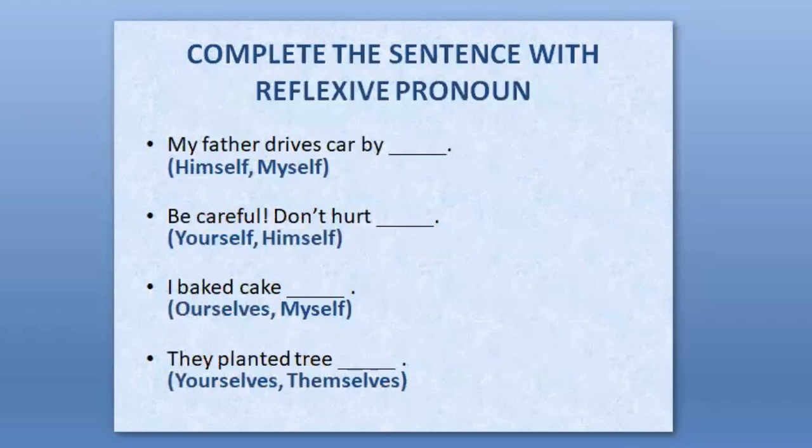Very good. Okay, now a last worksheet for you all. Complete the sentence with a reflexive pronoun. The sentence is, my father drives the car by dash. Now, children, two options are given, himself and myself. So, my father drives the car by himself. Very good, Anushka. So, by himself, because it's a father. My father is driving. I am not driving. So himself.